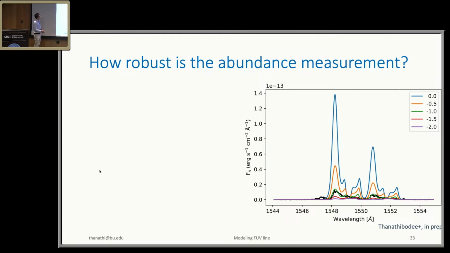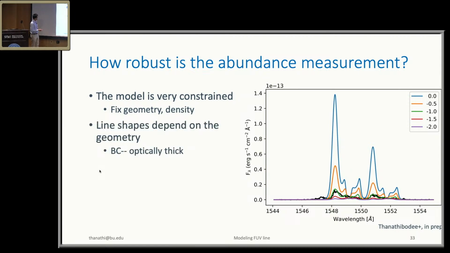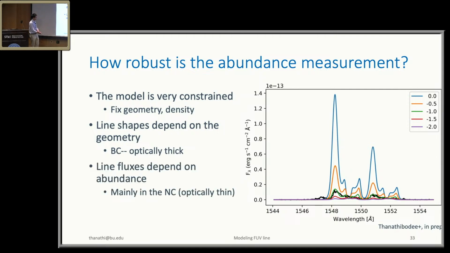So the question is, how much can we trust this abundance measurement? Well, the model is very constrained. We fix everything. So first of all, it's already hard to fit. So if it fits, okay, it fits in that model. The line shape though depends a lot on the geometry. Because the broad component is optically thick, it depends a lot on what geometry you assume. The flux, especially at the narrow component, depends on the abundance. It doesn't really care where in the flow you are.